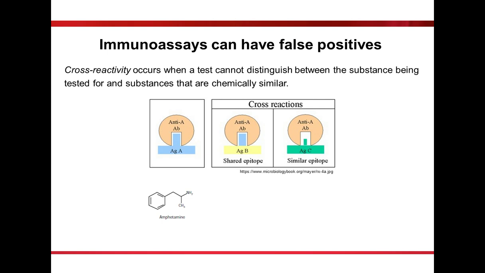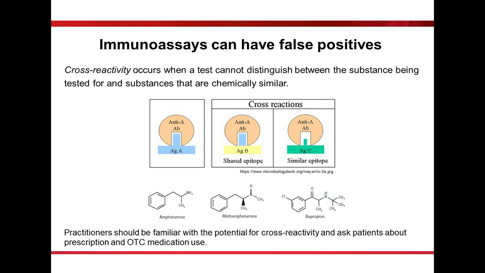So how does this relate to drug testing then? So you have an assay that's designed to detect amphetamine. It's also able to detect methamphetamine because they share an epitope. They're very structurally similar. But it'll also detect bupropion, right? Because if you look at this from a 3D perspective and chemically, they look very, very close. So your assay may not be able to tell the difference between the two of them. So practitioners and laboratorians, we should be familiar with this potential for cross-reactivity and ensure that our physicians are asking their patients about what other prescriptions they're on, what other over-the-counter medications they might be taking that may potentially cause a false positive in their drug screening test.